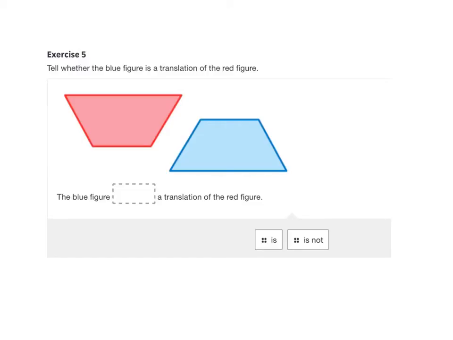Question number 4, is this one a translation? Is this a slide? Well, it looks like it's the same shape and the same size. However, this one looks like it twisted. So this is not a translation. This is what we call a rotation. So this one is not a translation. It is a rotation.